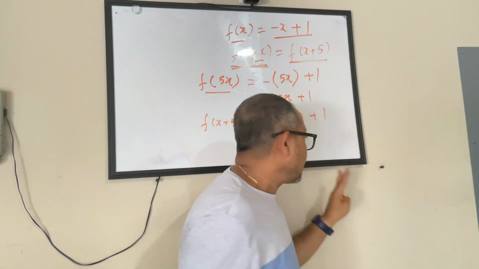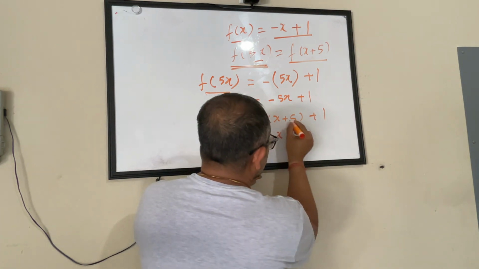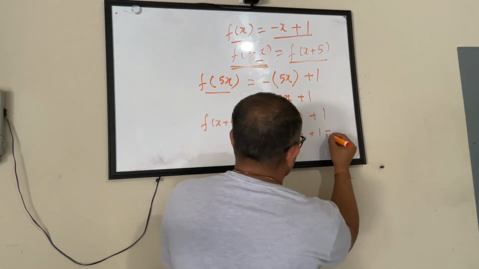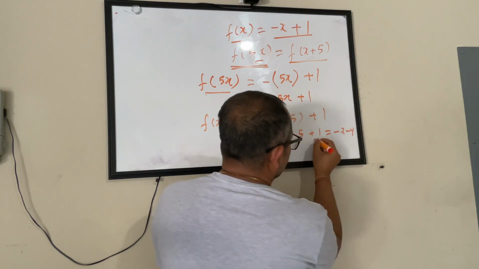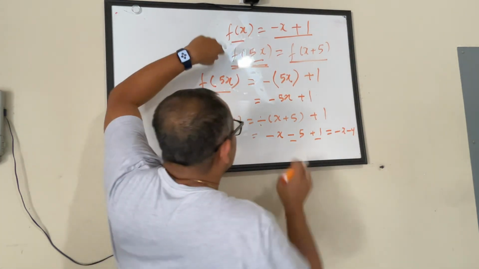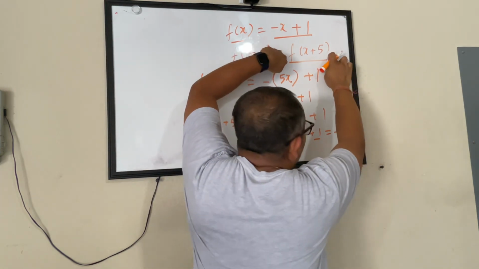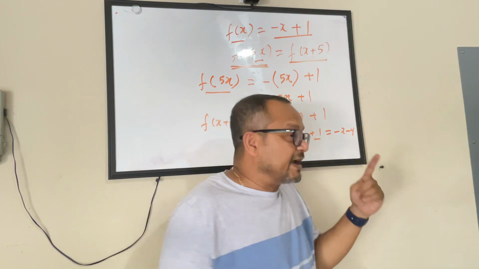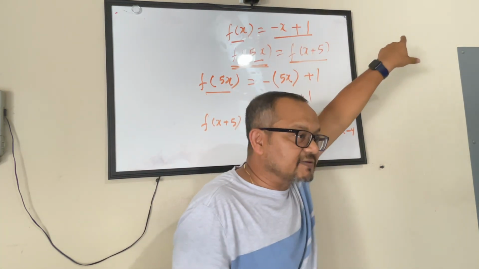That's it. Now, what is this one? I will break the bracket. It becomes minus x minus plus is minus 5 plus 1, which is equal to minus x minus 4. Okay. Now, we are given one more situation which says function of 5x equal to function of x plus 5. Or we have been told to find out the value of x for which function of 5x equals function of x plus 5.